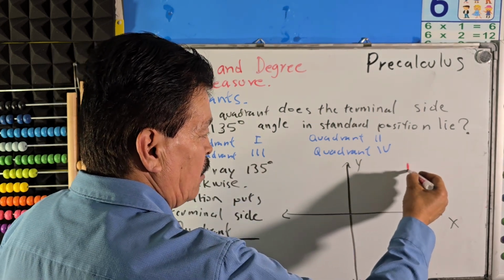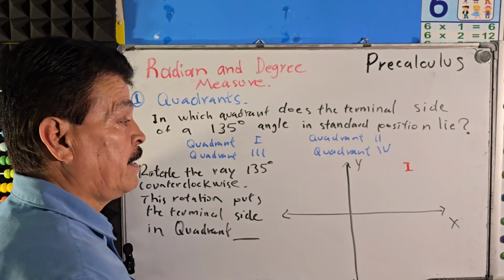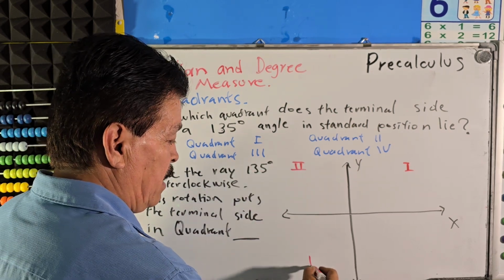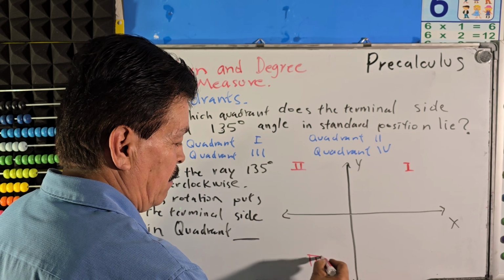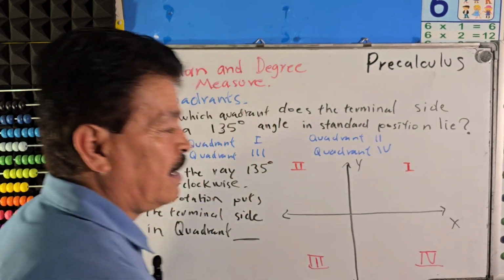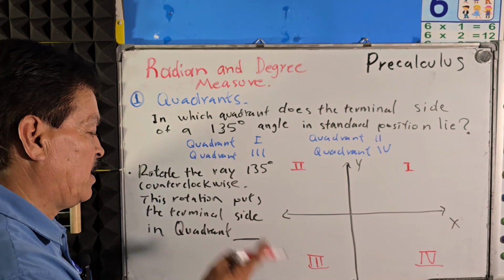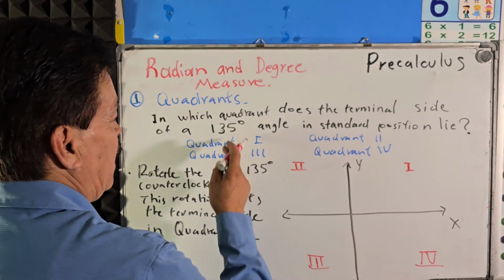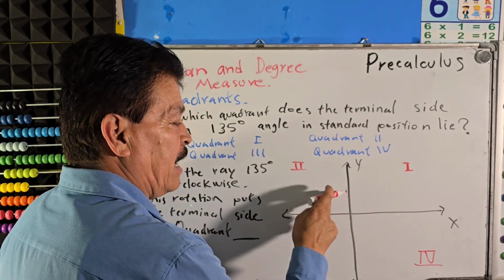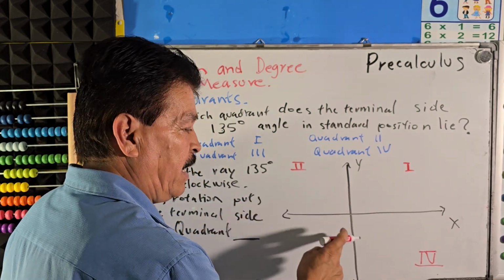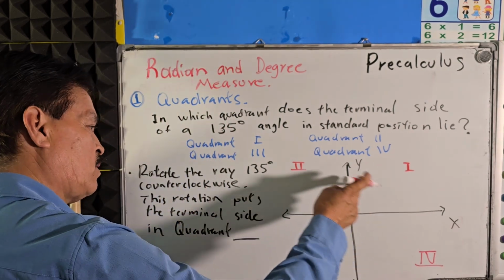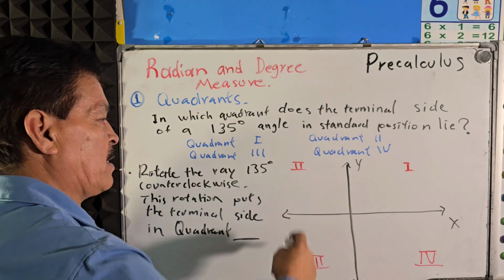Here, look at it. This is number 1, right? This is number 2. This is number 3 here, and this is number 4. Remember? So now you are ready to know which quadrant. We have the angle 135. Each one, remember, is 90. So you add 180, and then right here the total is 360. So remember how this moves.